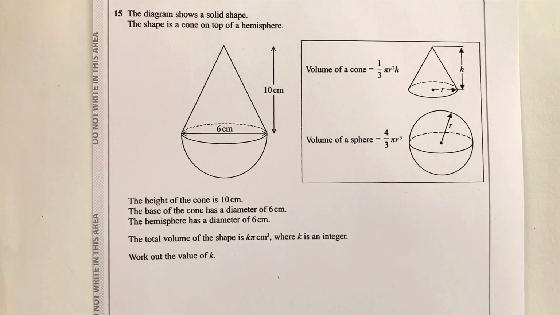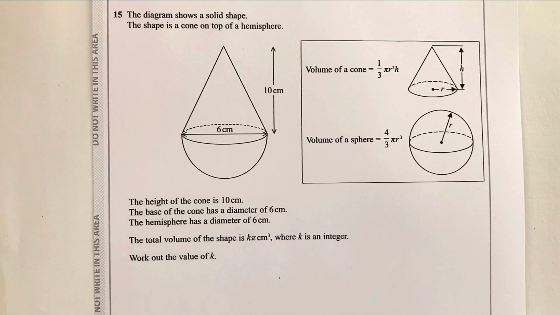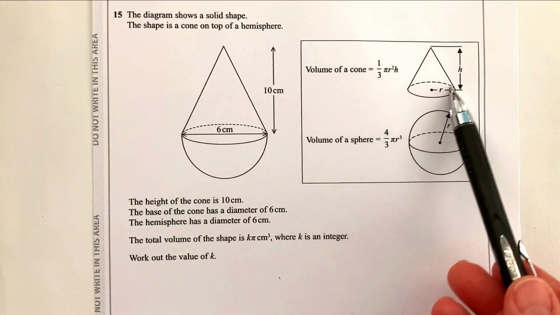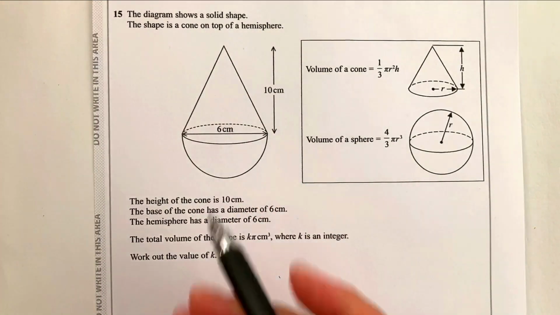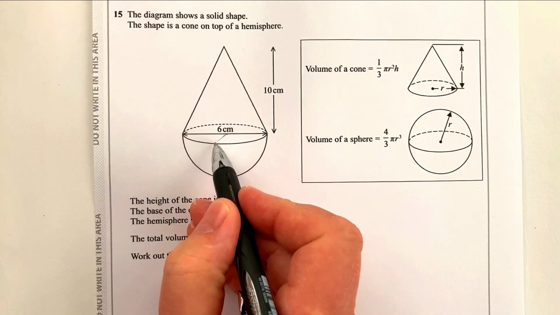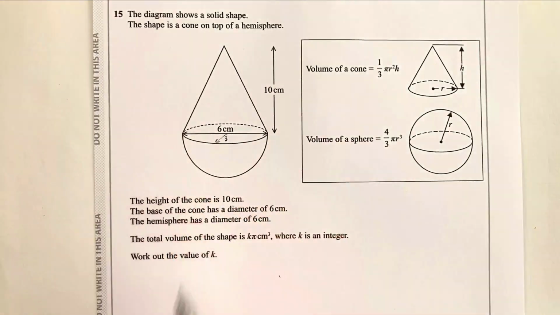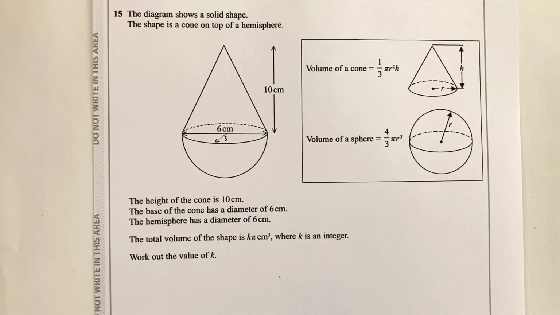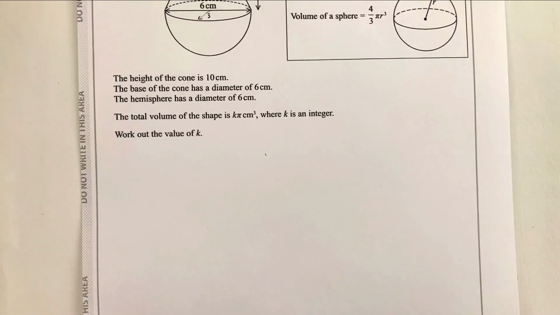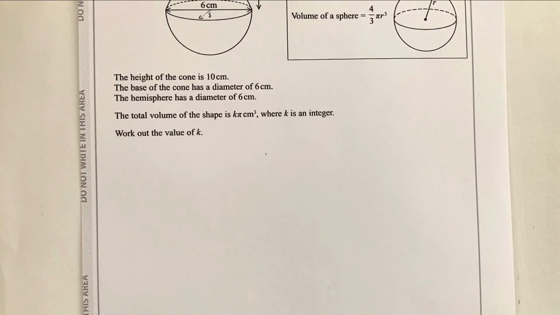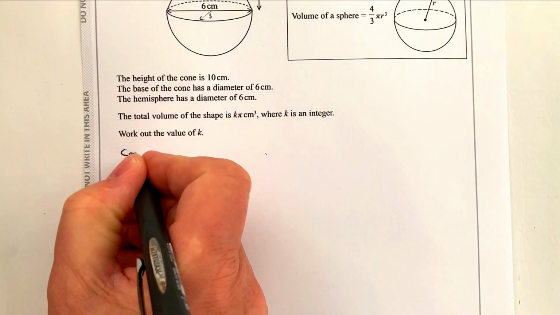Okay, so let's divide this up into two separate pieces. The first thing I'm going to look at is the volume of the cone. Well, the volume of the cone, we've very helpfully been given: a third pi r squared h. Well, h is going to be 10, and the radius of this cone is going to be 3. It's half the diameter. So we can put that directly into the formula.